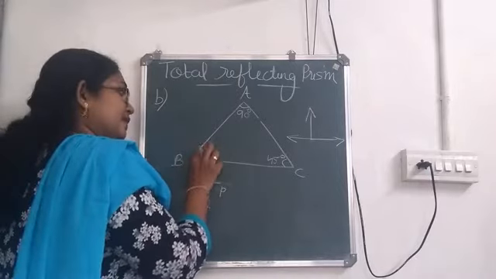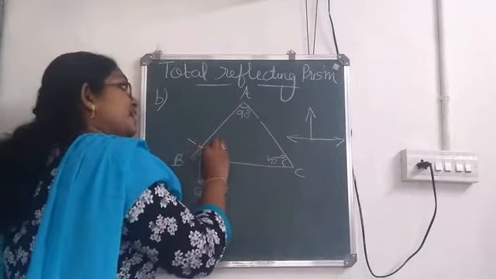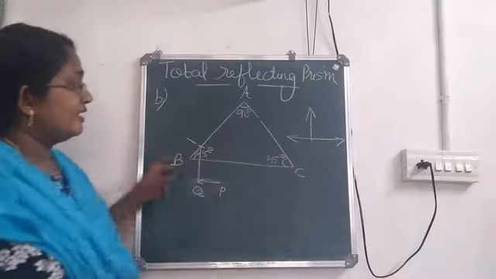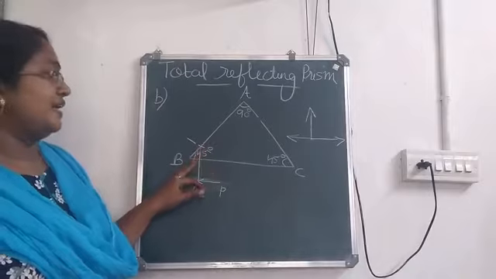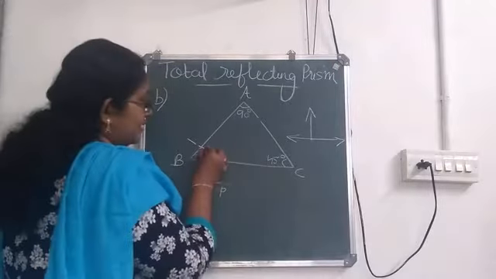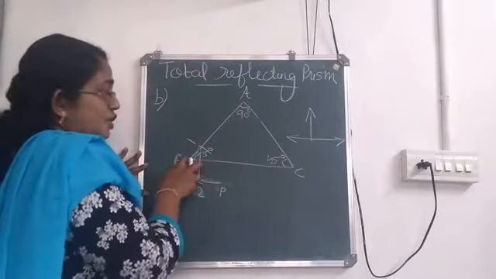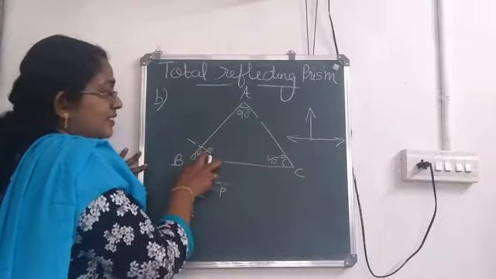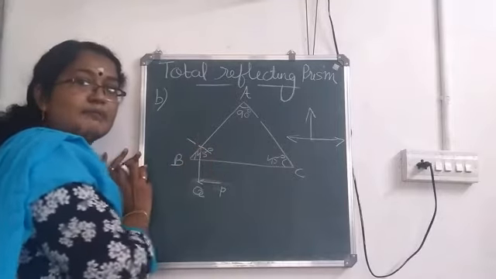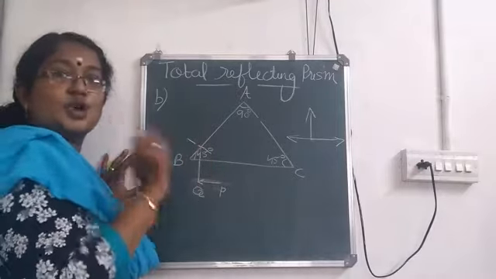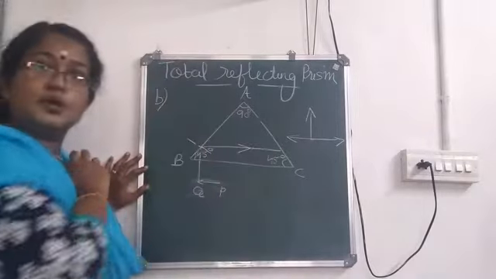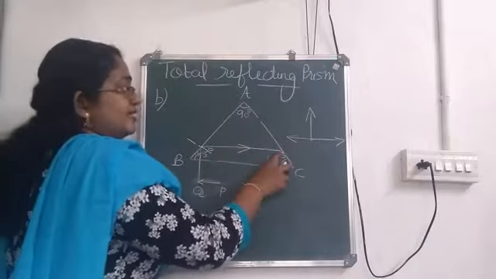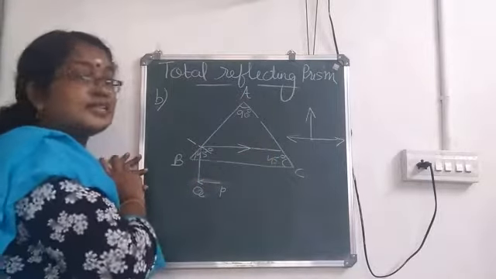Now here, is it normal incidence on face AB? No. Here it makes an angle. How much? 45 degrees. The angle formed here is 45 degrees. So here, since the angle formed is 45 degrees, what happens? It undergoes total internal reflection and hits on the surface AC.